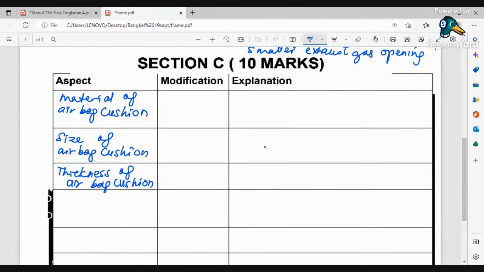Aspek kena tulis penuh jangan ringkas. Okay, color pun boleh. Bagi je apa yang you rasa logik. Sebab the person will jump from very high level, look down, the color must be very bright. Baru dia boleh nampak kan. Kalau you letak warna yang hampir sama dengan ground, you tak tahu mana nak terjun kan, tak tahu mana nak lompat. Okay, the color also is very important. The color of air bag cushion.